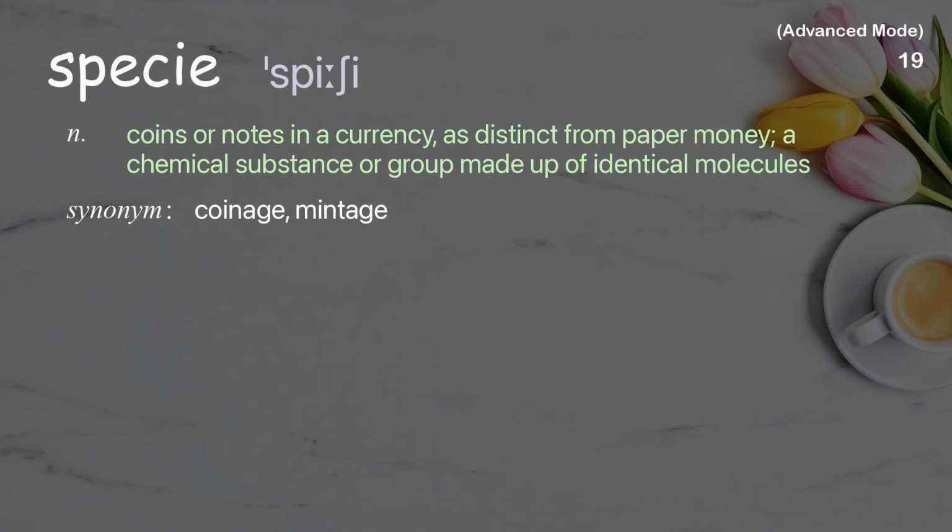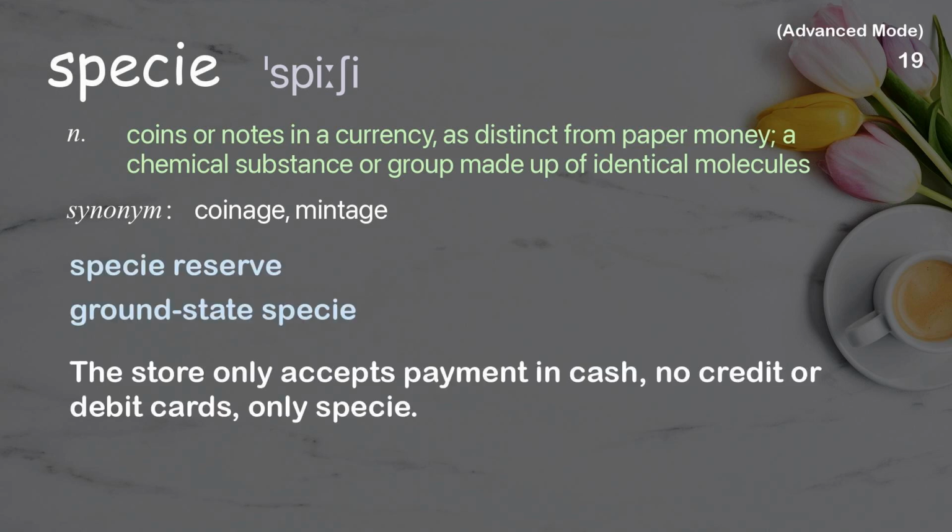Specie. Coins or notes in a currency, as distinct from paper money. A chemical substance or group made up of identical molecules. Examples: Specie reserve, ground state specie. The store only accepts payment in cash, no credit or debit cards, only specie.